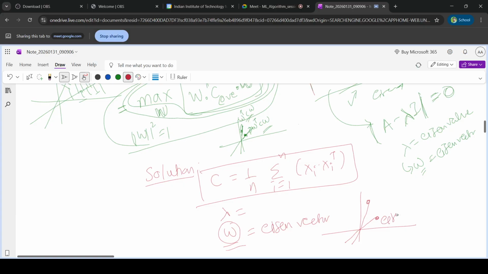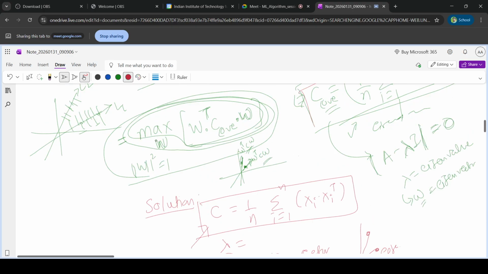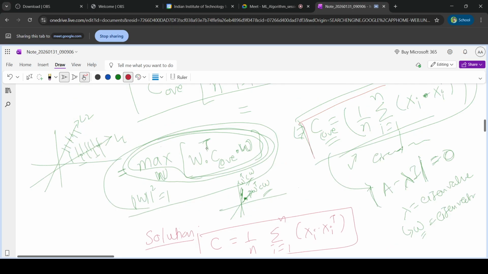So eigenvector, how do you calculate? By using the covariance matrix. The covariance matrix here is xi into xi transpose, and how you got the covariance matrix is, you need to find out what is the line which gives you the best max value of W transpose C into W, which gives the point W which gives the max of this equation.